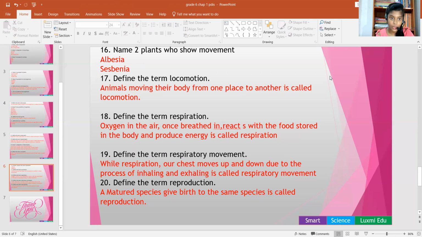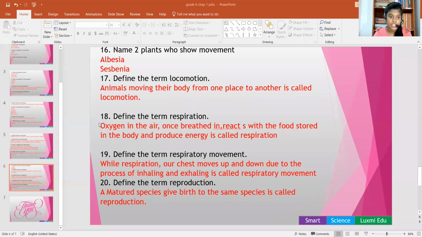Next one, 17th question. Define the term locomotion. That means animals moving their body from one place to another is called locomotion. Next one, respiration. Respiration means oxygen in the air, once breathed in, reacts with the food stored in our body and produces energy. It's called respiration.